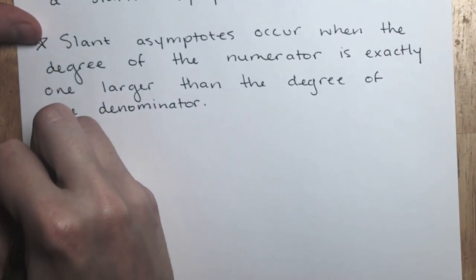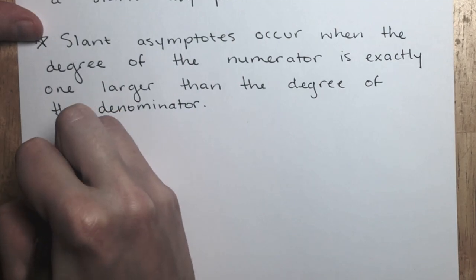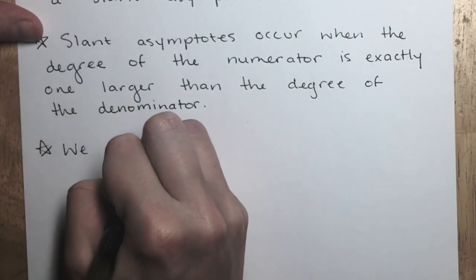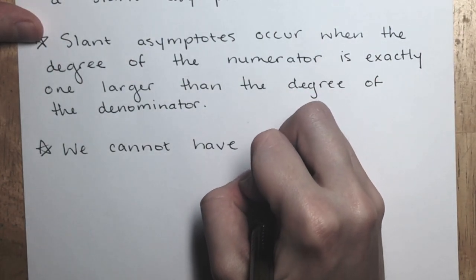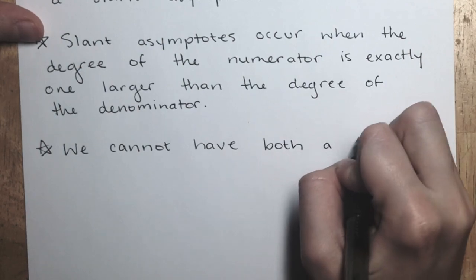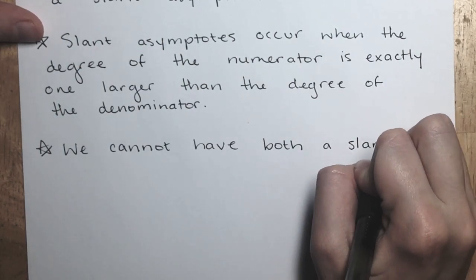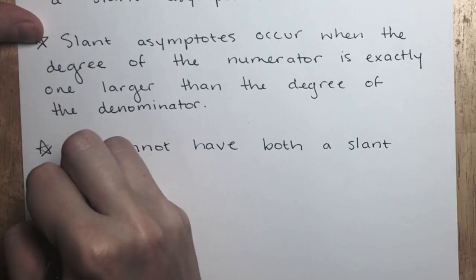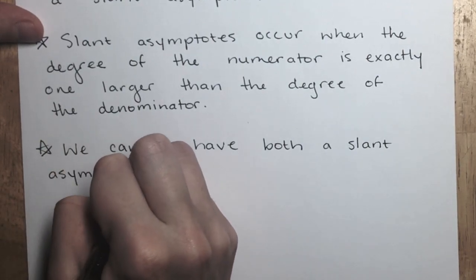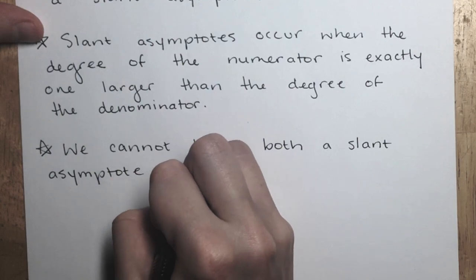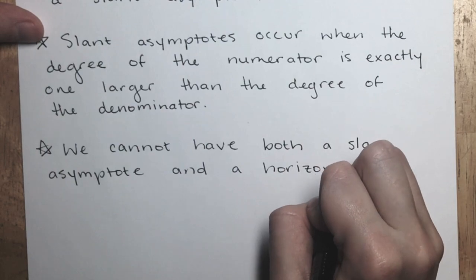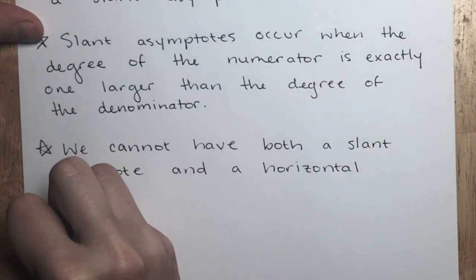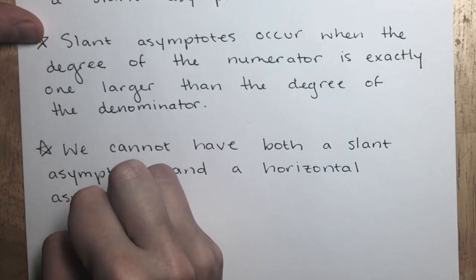So because of this, we cannot have both a slant asymptote and a horizontal asymptote. We cannot have both.